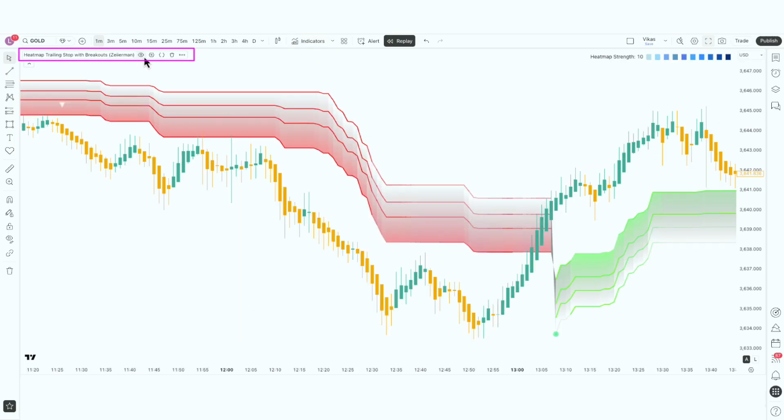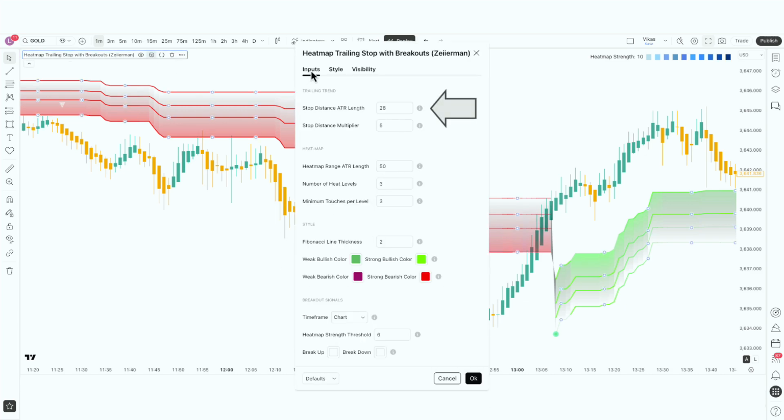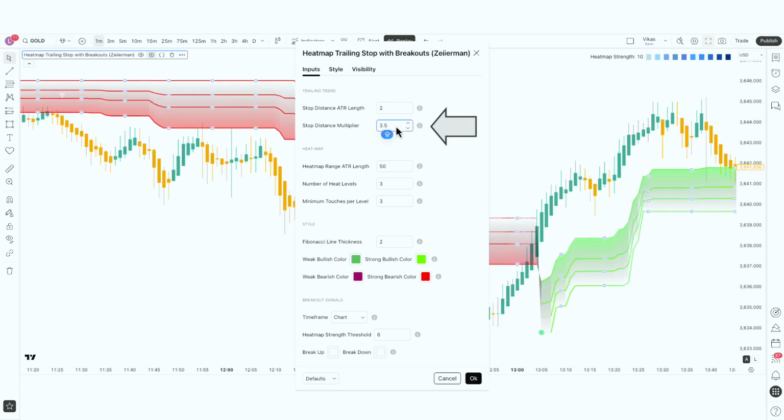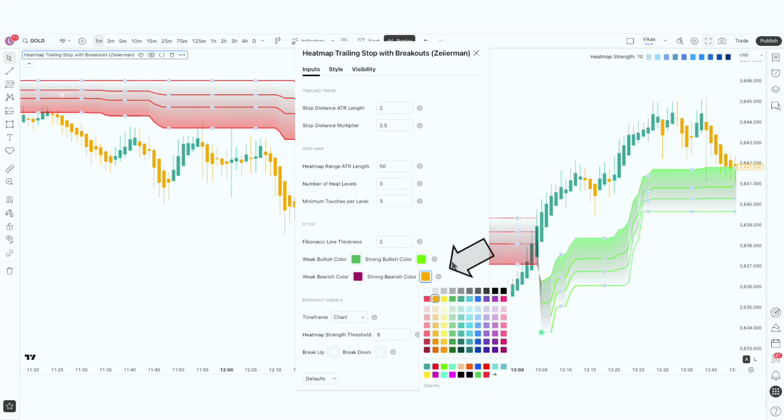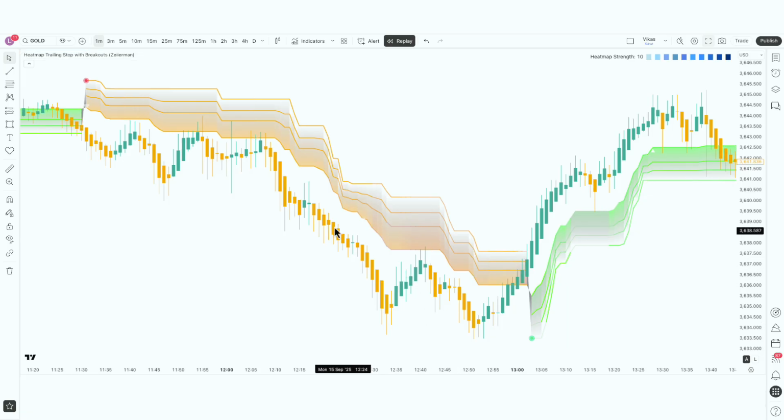Now the indicator settings change for perfect signals. First, we have to keep these hide, and after change stop distance ATR length 28 to 2, and after change multiplier 5 to 3.5, and after change color this option. Here everything is fine after that. Click OK. Now we'll add one more indicator to make this strategy more powerful.